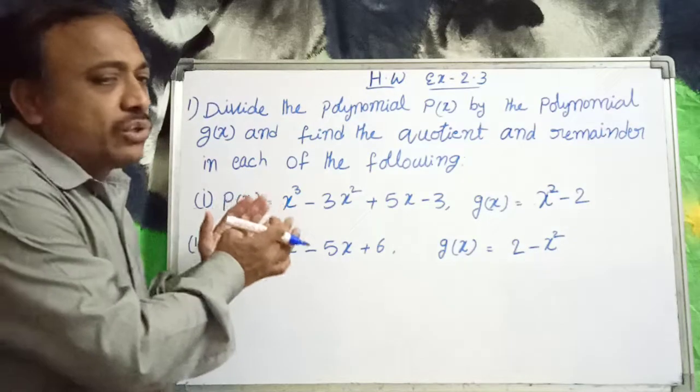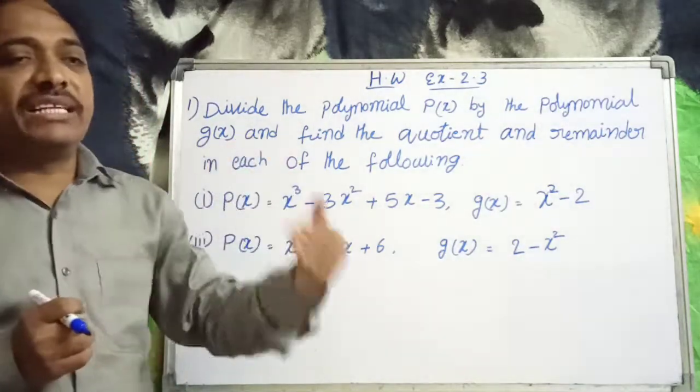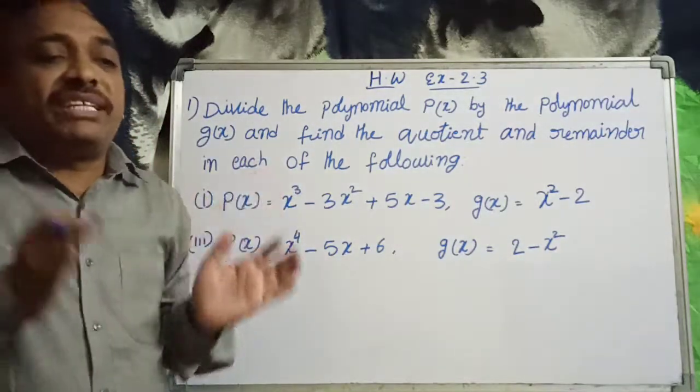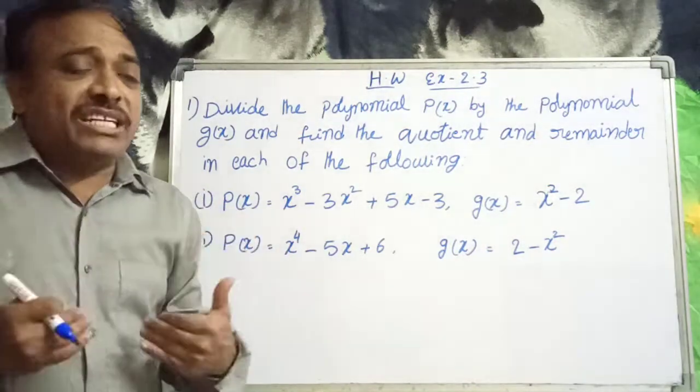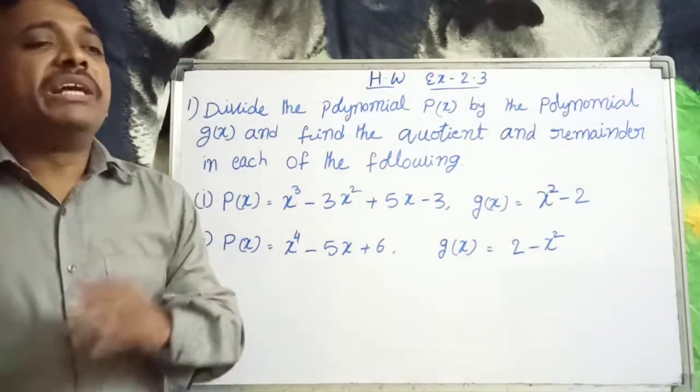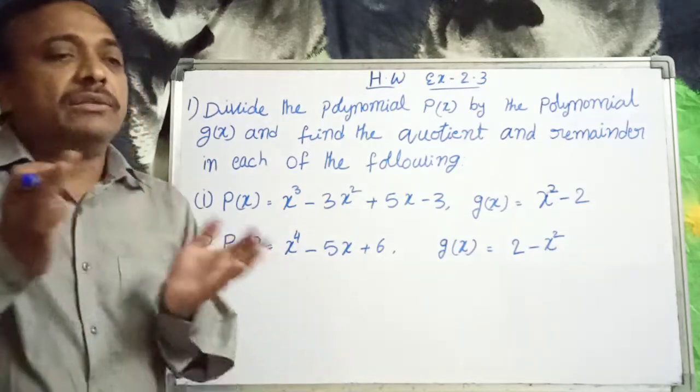I hope you understood how to divide. Now we will see in the next class whether the given term is a factor or not. Factor means the remainder must be 0. If not, the remainder will not be 0.